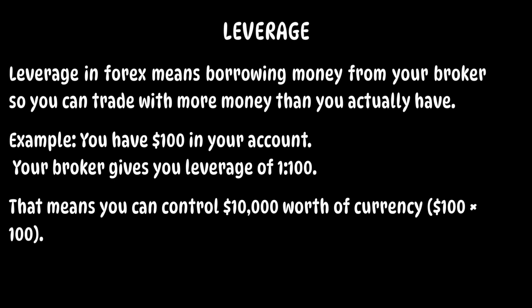So basically now your broker is giving you control of $10,000 worth of currency. Why it's like this is because you're opening an account with $100. $100 alone cannot open a lot of units for you. So the leverage allows you to open a lot of units. That $100 is now multiplied by the leverage, which is 100, giving you $10,000 worth of ability to buy and to sell in the Forex market.